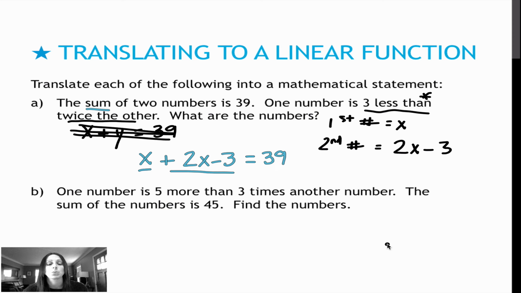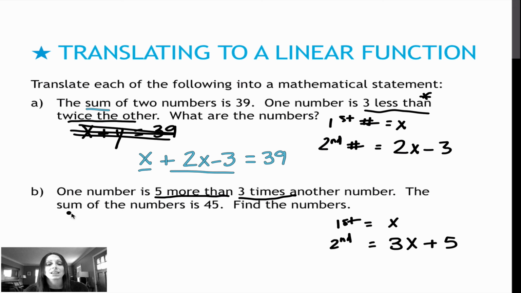We're going to do the same steps with the second one. So yes, we have that the sum of the numbers is 45, but I'm more interested in the first number being x and the second number being something in relationship to x so that I don't have to use two variables. So it says one number is 5 more than 3 times another number. So if it were just 3 times another number, it would be 3x, but I want 5 more than 3 times, so that 5 more would be the plus 5. So if my first number is x, my second number is 3x plus 5. Again, notice I have just one variable now, which is what I wanted.